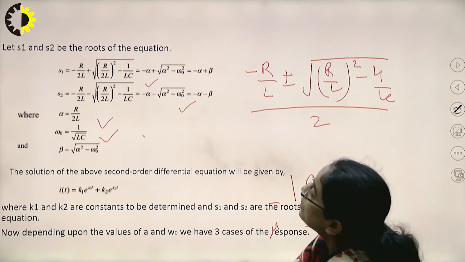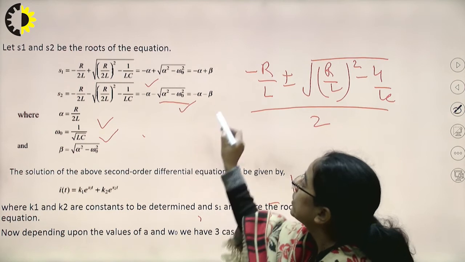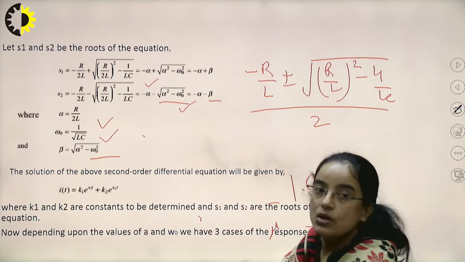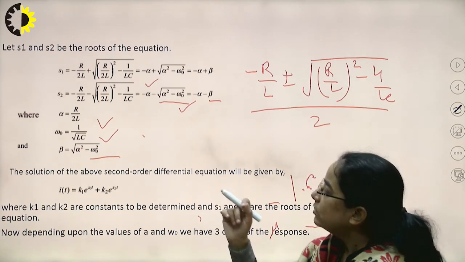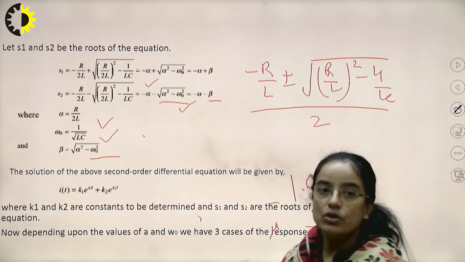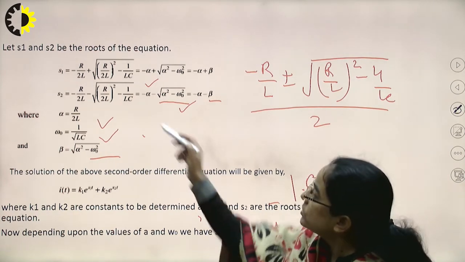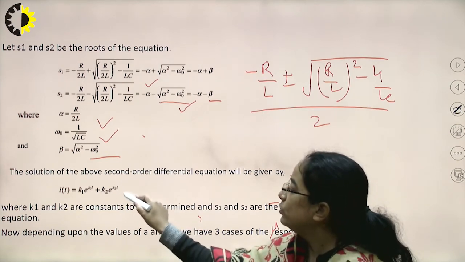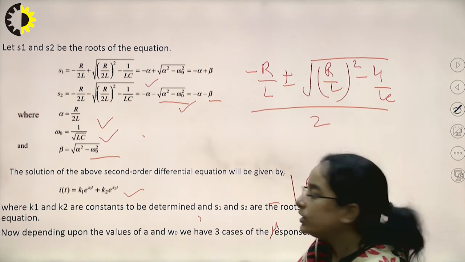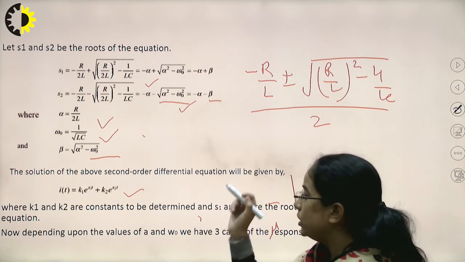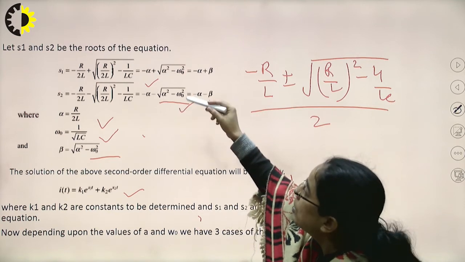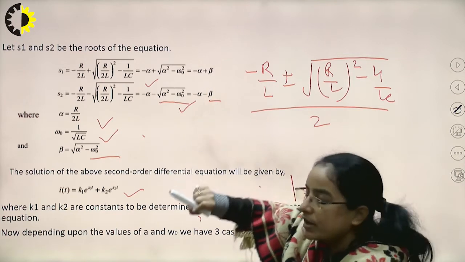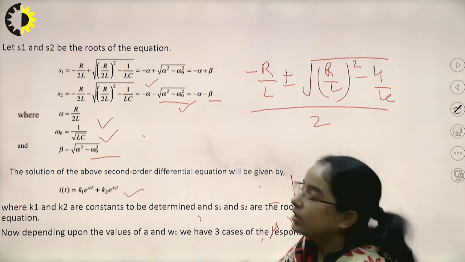If we assume alpha square minus omega square as beta, we can write beta as under root alpha square minus omega square. So these are the equations. Now the solution of the above differential equation we can write as i(t) equals k1 e to the power s1t plus k2 e to the power s2t. The values of S1 and S2 we can derive as minus alpha plus beta and minus alpha minus beta, and the values of alpha and beta are written over here.